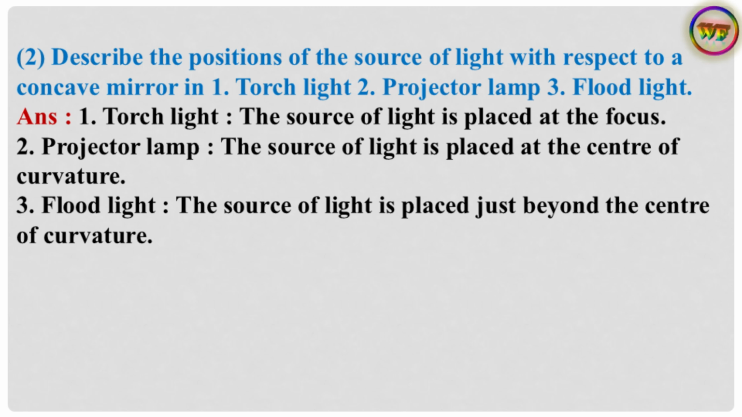Sub-question 2. Describe the positions of the source of light with respect to a concave mirror in 1. Torchlight 2. Projector lamp 3. Floodlight. Answer. Point 1. Torchlight, the source of light is placed at the focus. Point 2. Projector lamp, the source of light is placed at the center of curvature. Point 3. Floodlight, the source of light is placed just beyond the center of curvature.